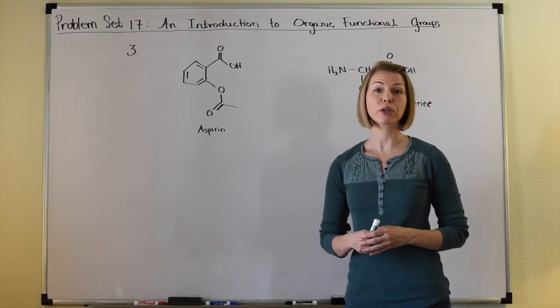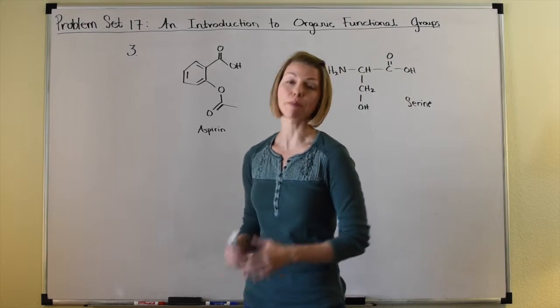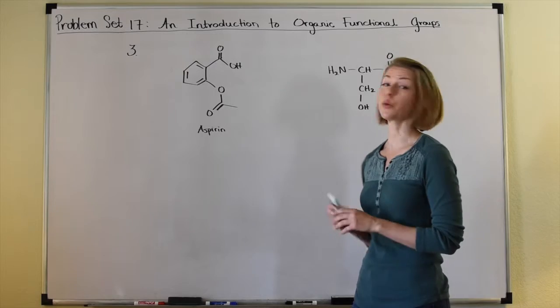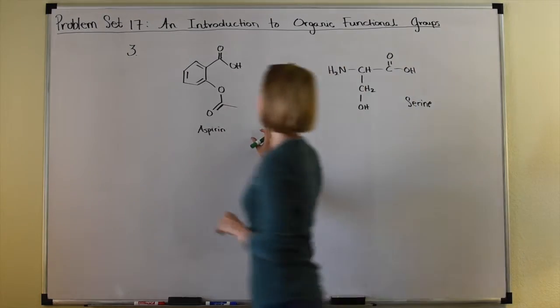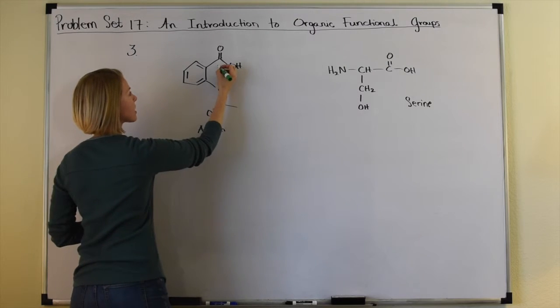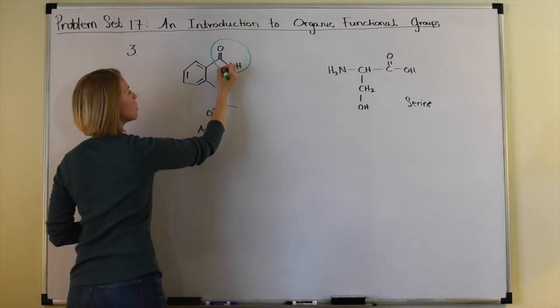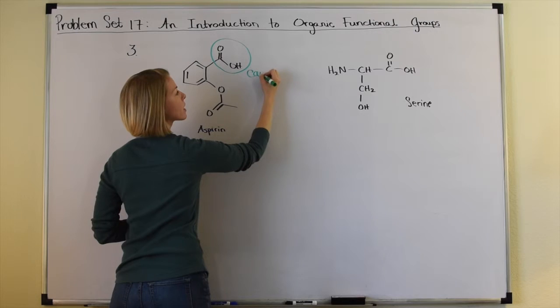Okay, for number 3, we are going to circle and name the functional groups in these 2 molecules. The first is aspirin. Okay, so hopefully you recognize the carbonyl with an OH as a carboxylic acid.